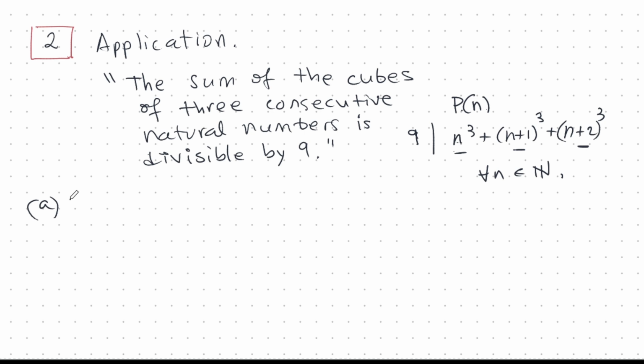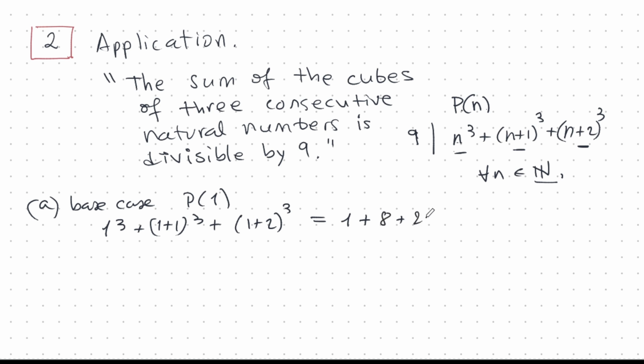So let's start with the base case. In this case, since I want to prove it for all naturals, the base is 1. So P1. So what does that say? 1 cubed plus (1 plus 1) cubed plus (1 plus 2) cubed. This is 1 plus 8 plus 27, and that's 9 plus 27. Oh, that's 36. And so, yes, 9 divides 36. And so, therefore, P1 is true.